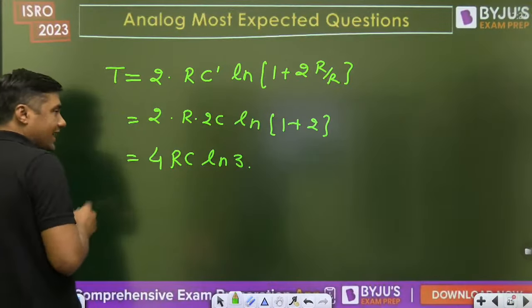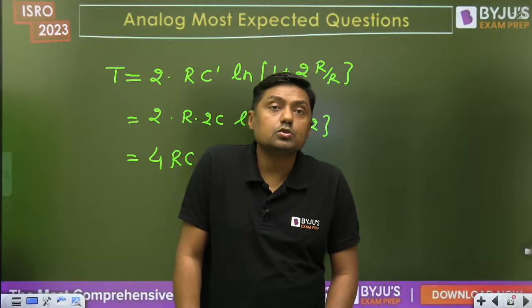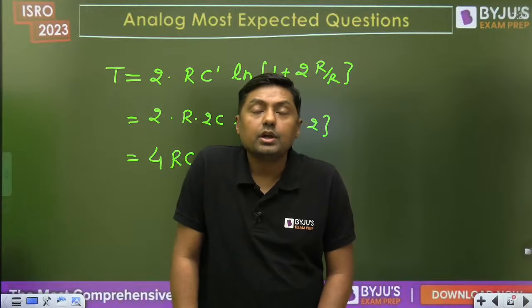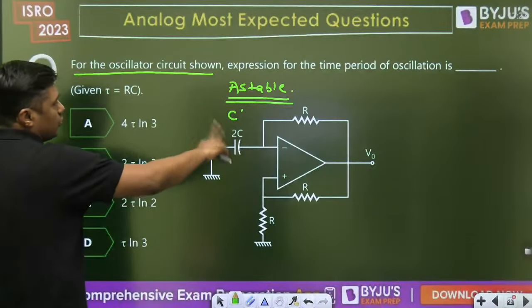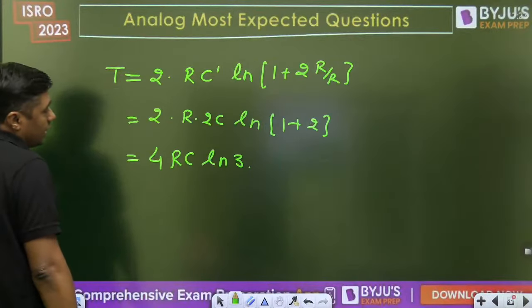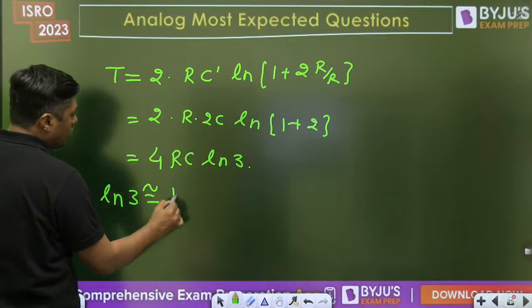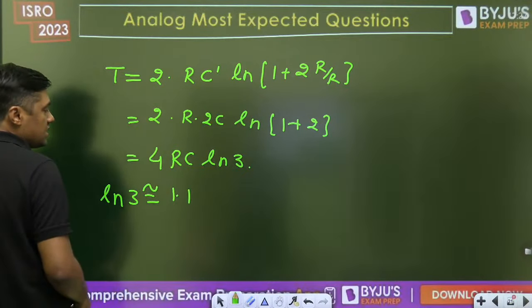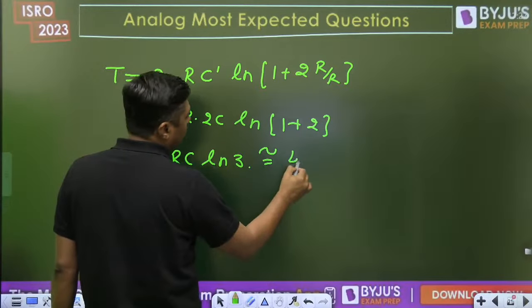And remember guys, calculators are not allowed. No, Harish, it is not 2 log of 3. Because what is the value of the C here? Already it is 2C. So 2 into 2, 4. It will become 4. Now remember, what is the log 3? Log 3 is nearly equal to 1.1. 1.1 into 4 is nearly equal to 4.4 times RC.